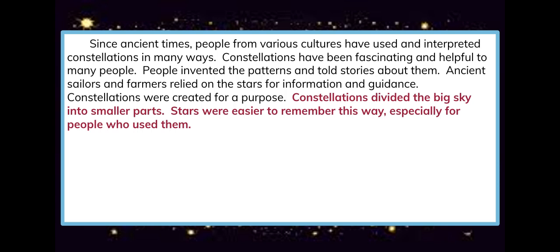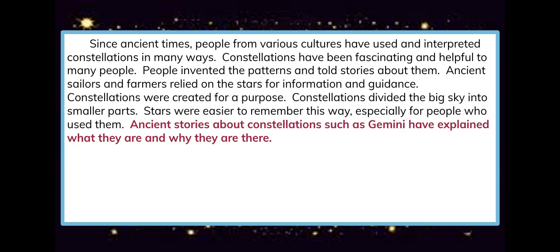What is written on our third wall? We read about different stories for the 2 bright stars in the constellation Gemini and the other patterns that are in the sky. How can we add that to this phrase to make our third supporting detail sentence? Take a minute to talk with your partner and come up with an idea to write down. I will create a sentence myself. My sentence is ancient stories about constellations such as Gemini have explained what they are and why they are there.